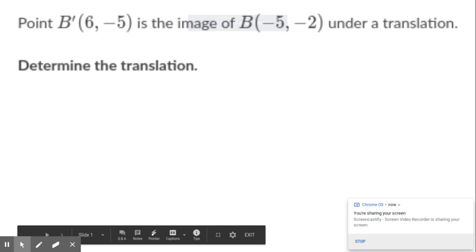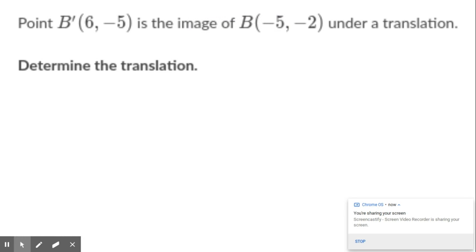A little bit more help with translations here. Point B prime at 6 comma negative 5 is the image of B at negative 5 comma negative 2 under a translation. Your job is to determine the translation. Well, if you had a coordinate plane in front of you, which all of you do at your desks, you could plot those 2 points.